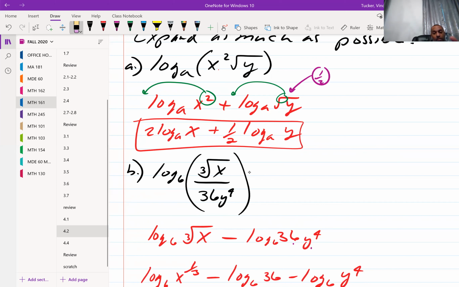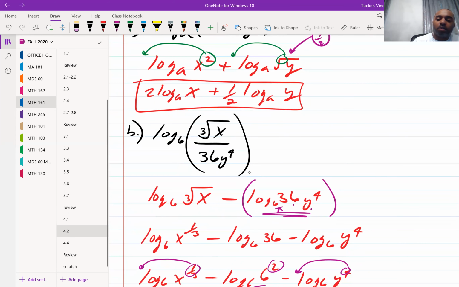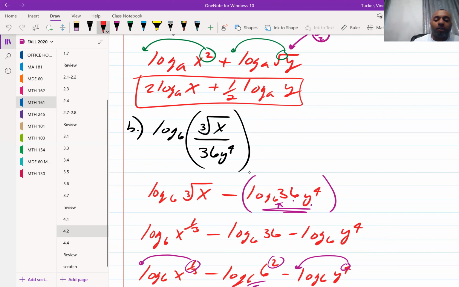So now we can break up that second term, the term that follows the subtraction, a little further because we have 36 and y. But keep in mind that this minus sign needs to be applied to whatever follows. And that signifies that that's also in our denominator. So everything in the denominator will have a minus sign in front. So that's how we did this. Log base 6 of 36 minus log base 6 of y to the 4th.